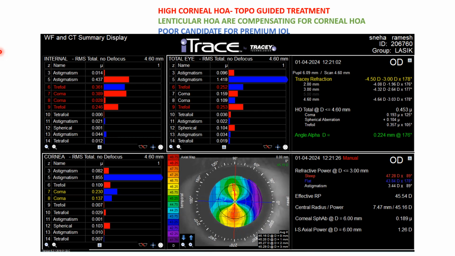So I think, yes, the corneal astigmatism is way more than the lenticular in this case. So definitely, I guess a toric IOL would work fine in this patient.